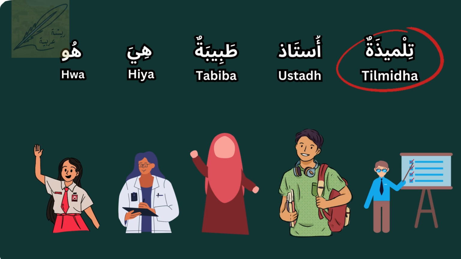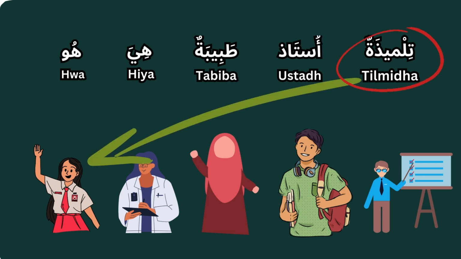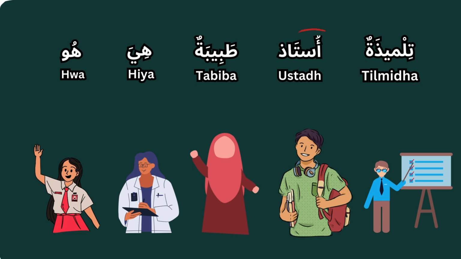All right, so let's check our knowledge. Which picture describes the word? We have tilmidatun. Which one is it? Yes, that's a student. Tilmidatun is a student. أحسنتم. What about ustadun? What does it mean? Yes, it means a teacher. Ustadun. How about tabibatun? Tabibatun is, right, a doctor.